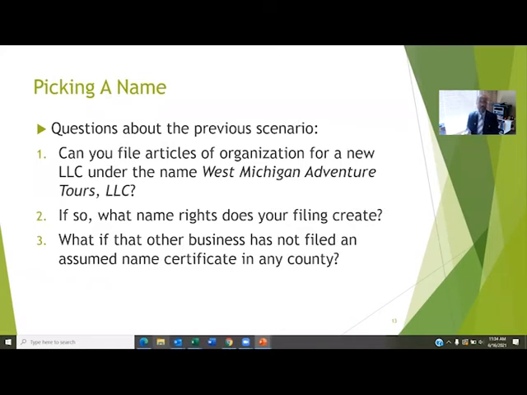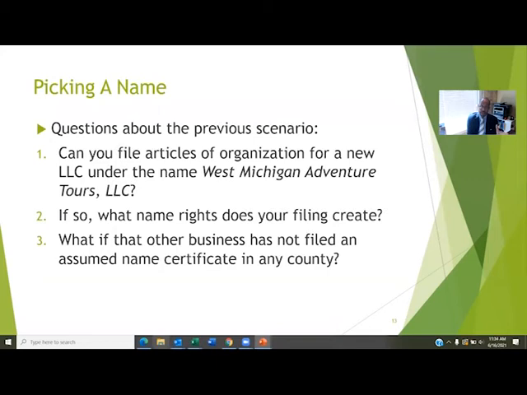All right, so for example, can you file articles of organization for a new LLC under the name West Michigan Adventure Tours? And this kind of goes back to the previous fact scenario. Like I was mentioning, you can't if it already exists in the state. If so, what name rights go with the filing? And again, if you are the first to be called that, no one else can jump on that.